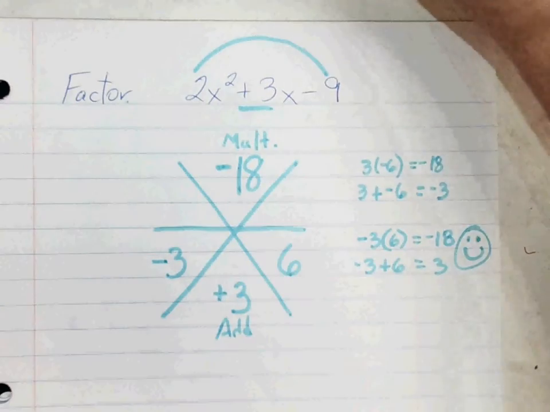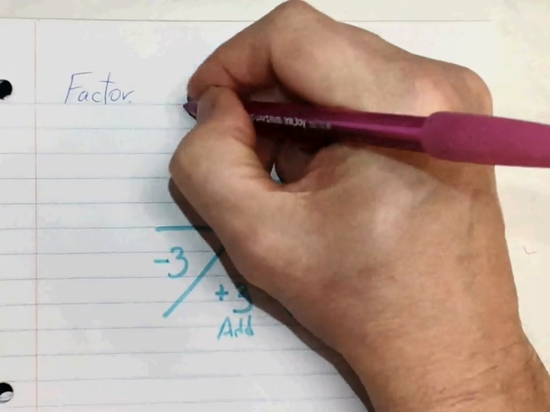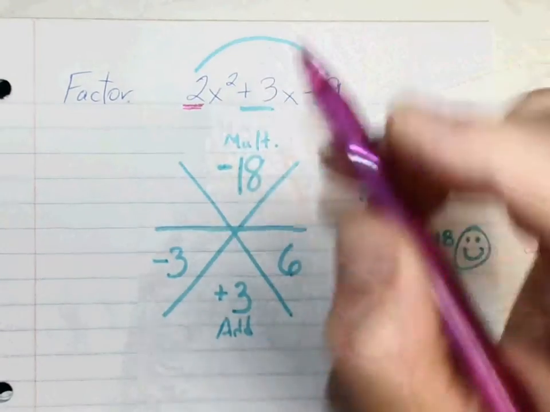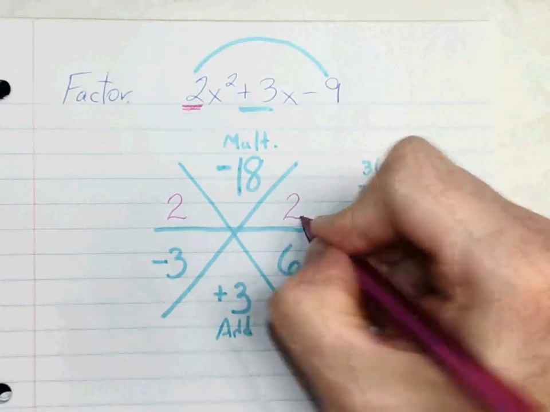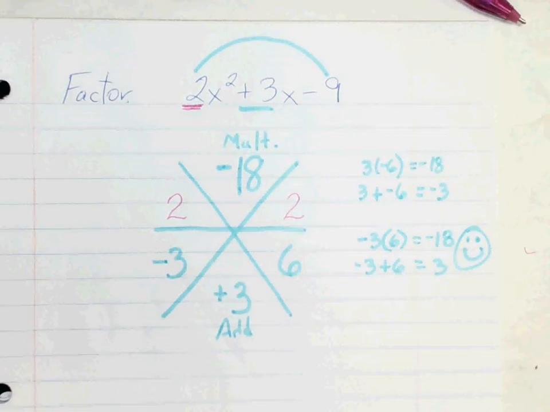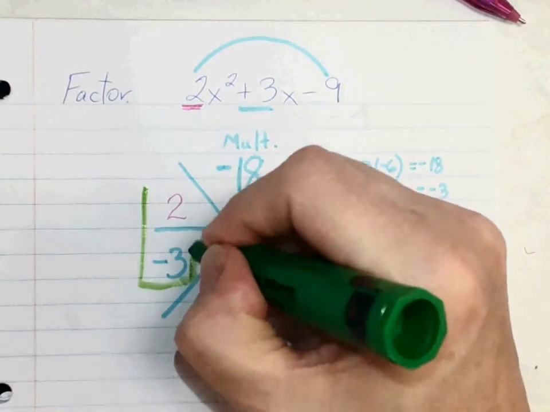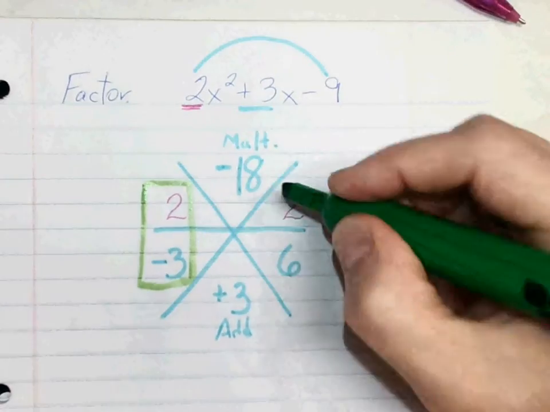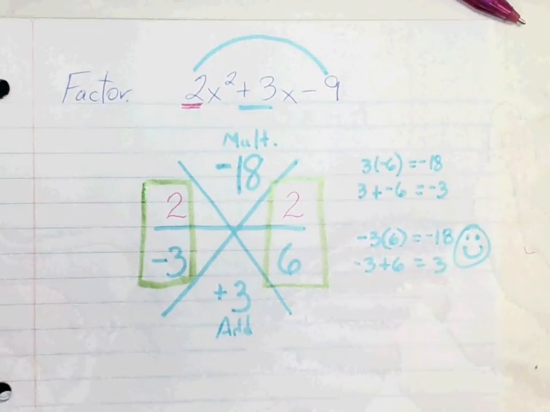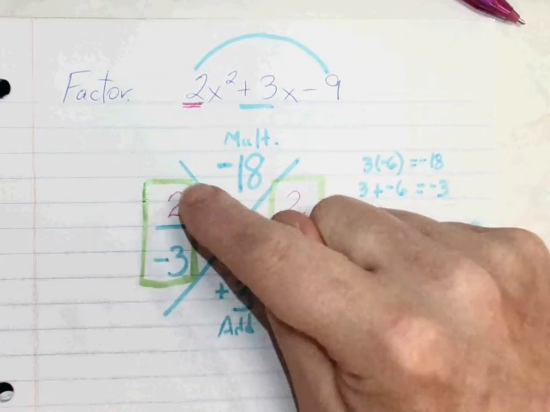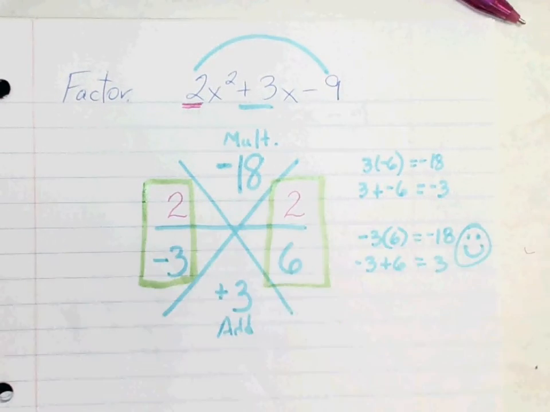All right, where do I go now? I go back to the original problem, and I steal A, which is 2. I put a 2 here, put a 2 there. Okay, so now we're going to focus on our fractions. Look over here. That one right there, and that one right here. This is all we're looking at right now, these two green boxes. Can 2 over -3 be reduced any further?